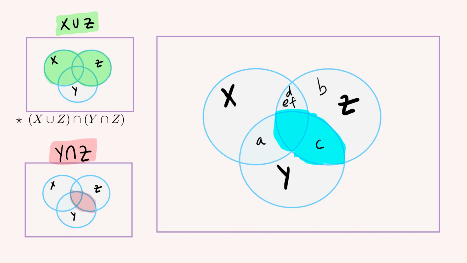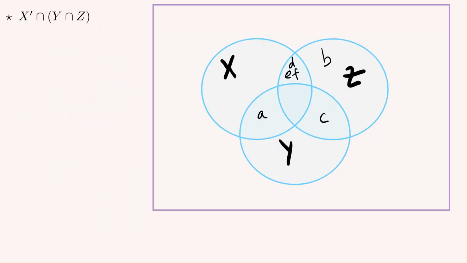And then no other portion of the Venn diagram is shaded in both x union z and y intersects z. So this will be the result of x union z intersect y intersects z. Our final Venn diagram that we need to shade is, reading left to right, x, and remember this apostrophe should be read as complement, so x complement intersect the set y intersects z.